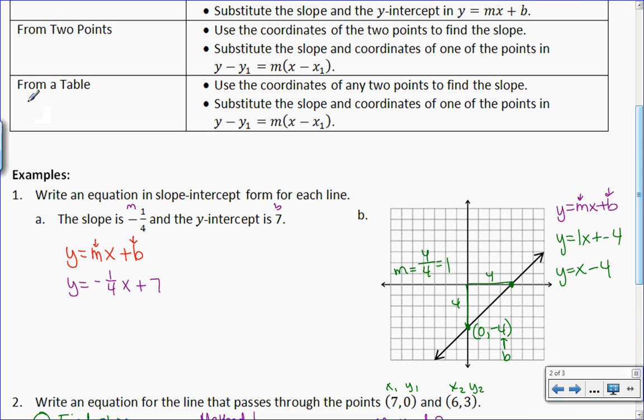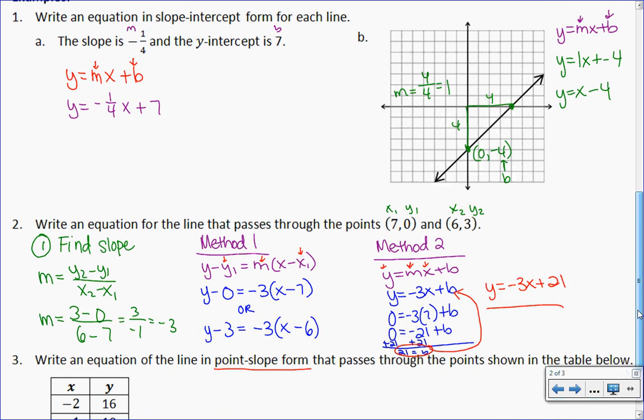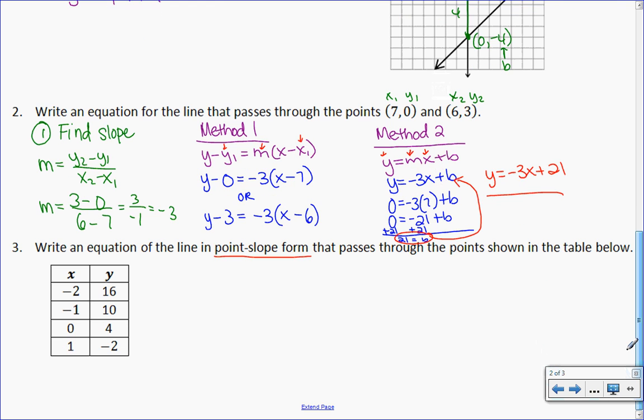From a table, we want to use the coordinates of any 2 points to find the slope. Absolutely, the first thing that needs to be done is that you need to use the coordinates of 2 points to find the slope. But we have 4 points to choose from. Does it matter which ones we use? No. So, I really like this one where this is 0. That sounds kind of nice. And these look like nice small numbers, so let's use these 2.